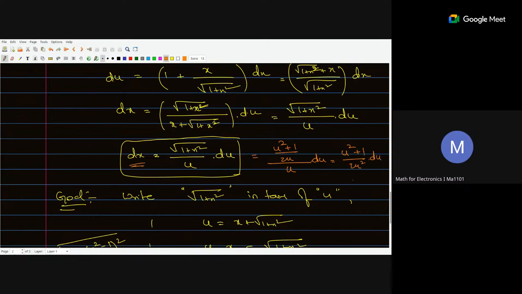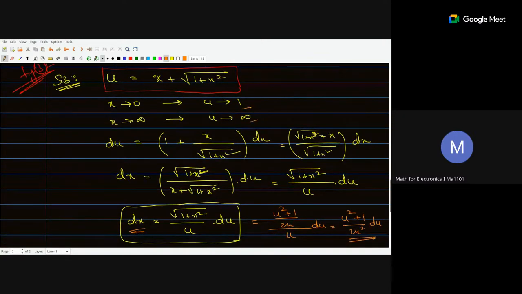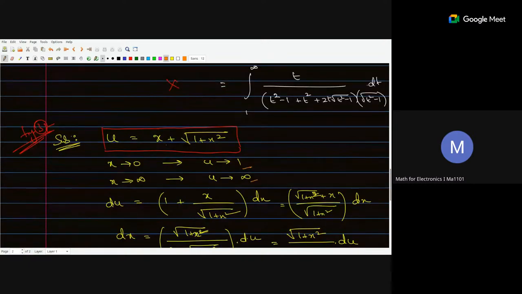Now we got dx in terms of du and u, and the limits are very well known. The substitution we took is u equals x plus root 1 plus x square. So this whole integral from 0 to infinity of 1 by (x plus root 1 plus x square) whole square dx will now have limits from 1 to infinity, and since I took the whole denominator as u, this will become 1 by u square.